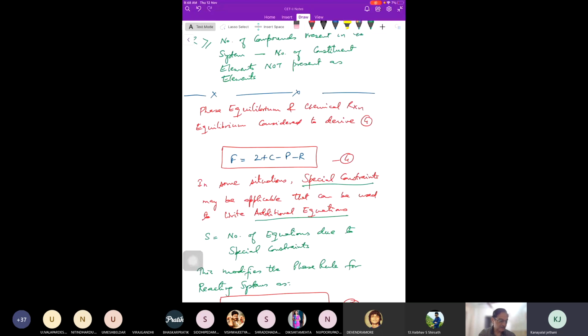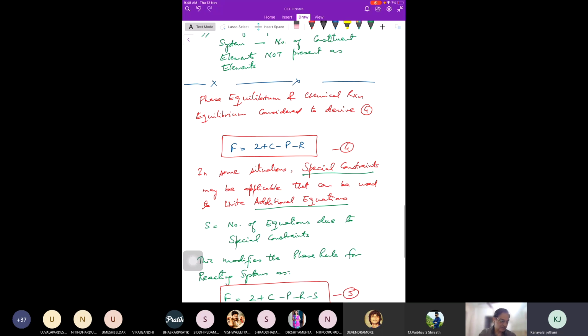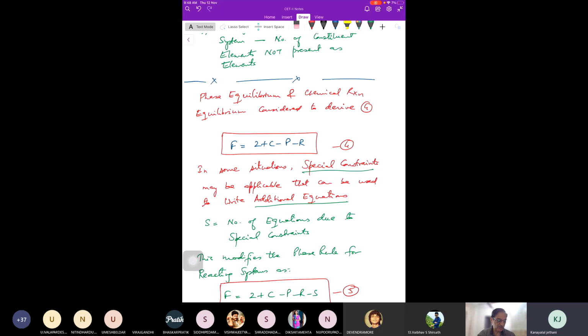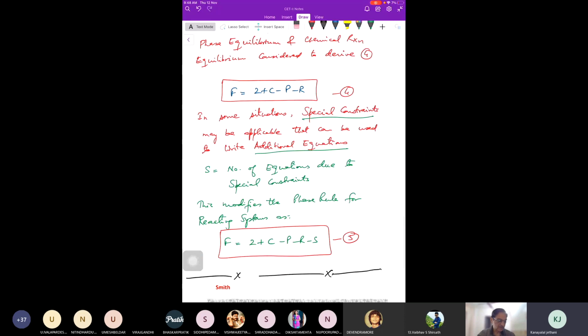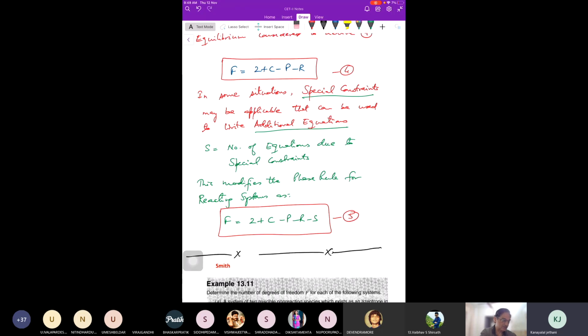Okay, so we have derived this equation 4. But now in addition to this, there can be additional constraints. Special constraints may be applicable that can be used to write additional equations. Additional constraints bhi ho sakta hai, to minus karna padega humare ko. And S is defined as the number of equations due to special constraints. This will modify the phase rule as F equals 2 plus C minus P minus R minus S. Special constraints kya hota hai, kaise hota hai, we'll see examples. So actually this is the final equation for phase rule for reacting systems.